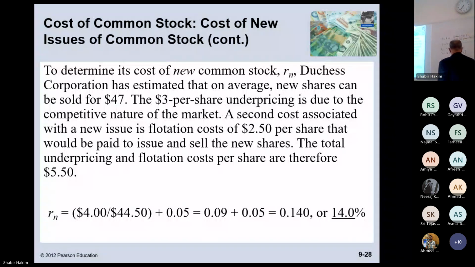$13.99, right? We can say 14. It was 13 earlier, right? And we have an additional 1% increase in the cost of equity because of underpricing and the flotation cost. Make sense? Any questions? Anyone?